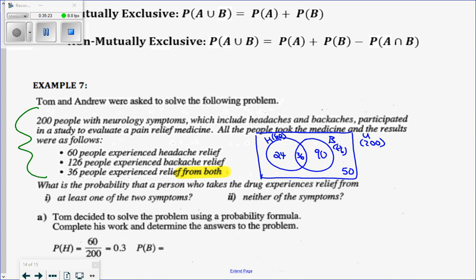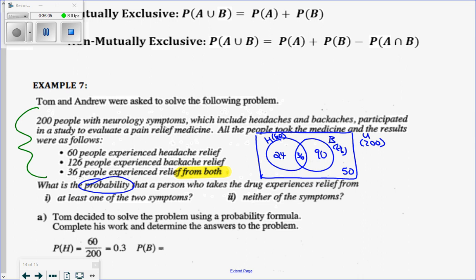So I don't care about the fact that this is a probability question right now. I'll get there. So if this was a set theory question, the question would say, how many people experience no symptoms? Or the question might say, how many people experience headache or backache relief? So then you would go 24 plus 36 plus 90, right? That was the set theory questions. All we're going to do is change the word to probability. So now you take your answer from set theory and you make that the numerator, and then you put the total on the bottom, which is 200. But your numbers are all right here.